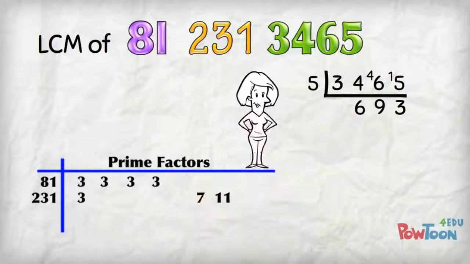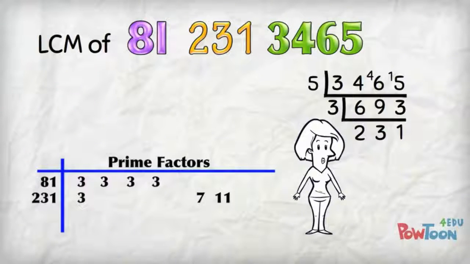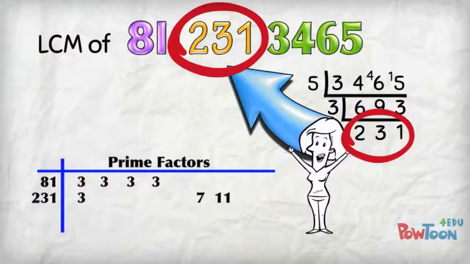693. I can tell immediately that this is divisible by 3 because each individual digit is divisible by 3. No need to add the digits this time, just apply your common sense. 3's into 6, 2 3's are 6, 3's into 9, 3 3's are 9, 3's into 3, 1. 231. What a coincidence! We've just done 231. We know its factors already.